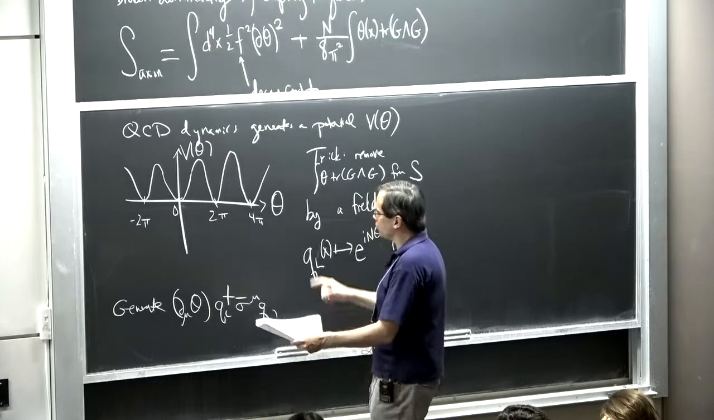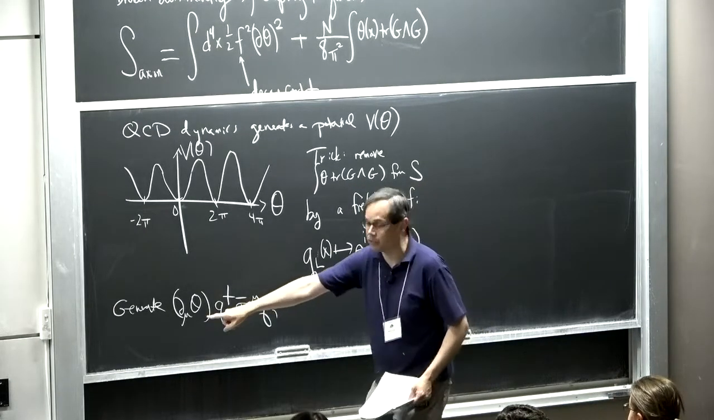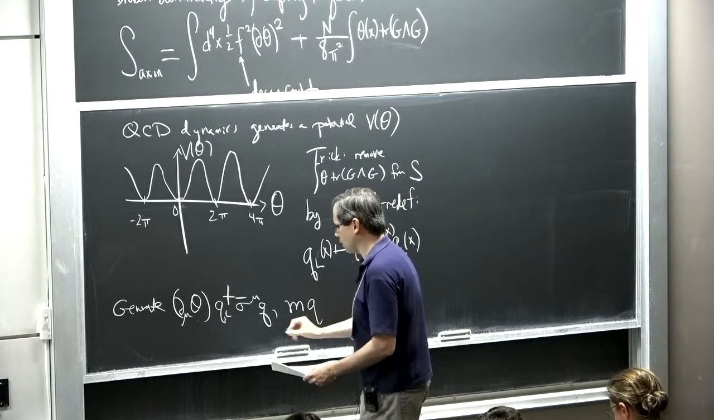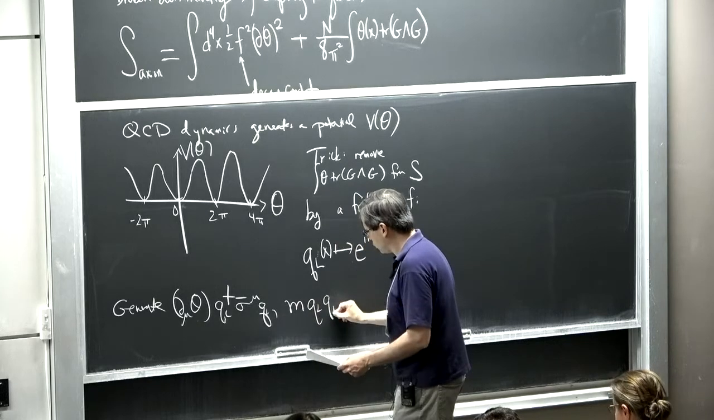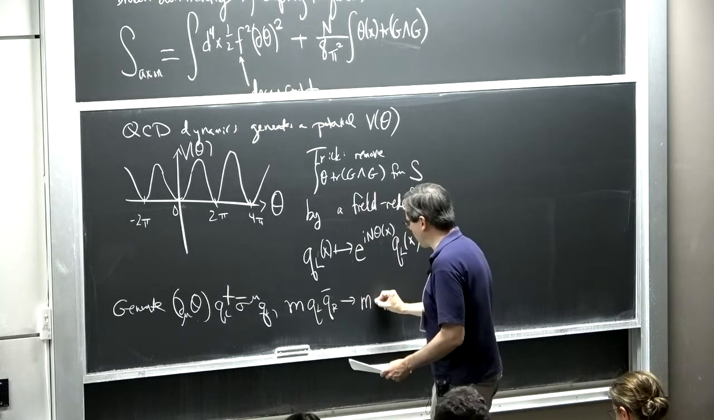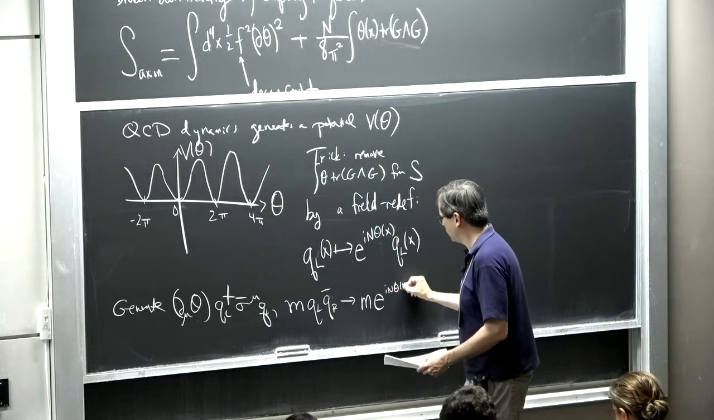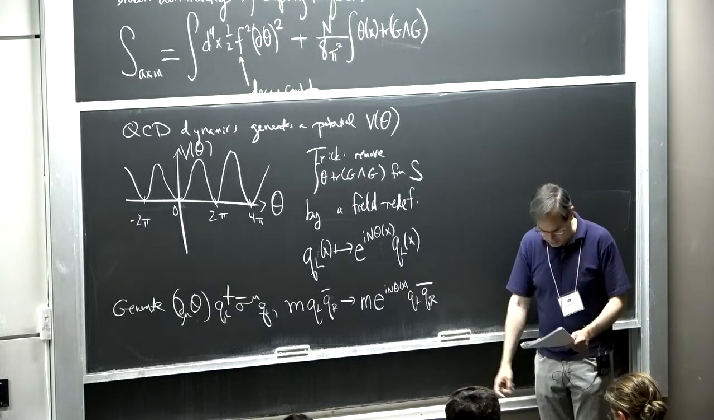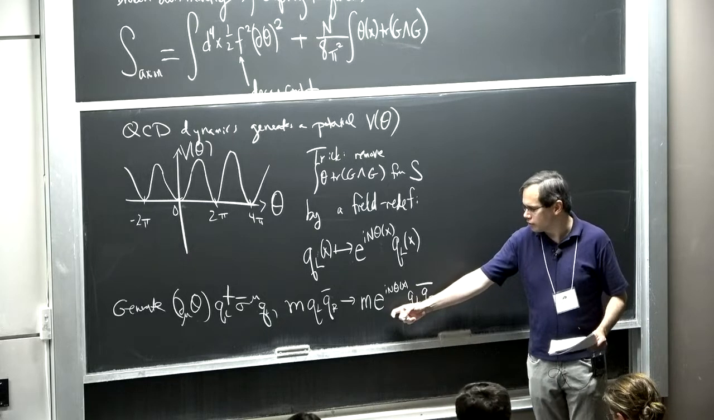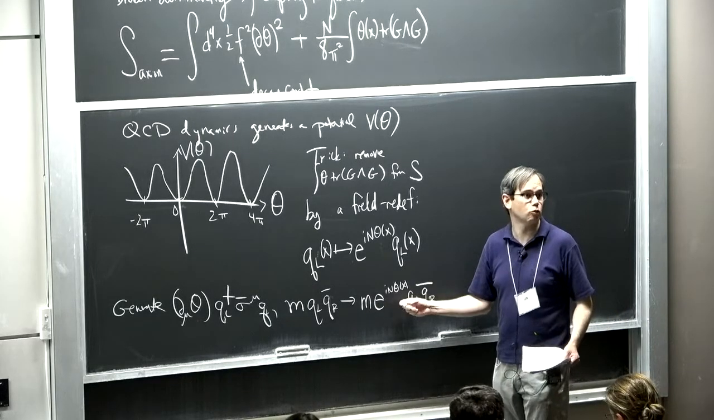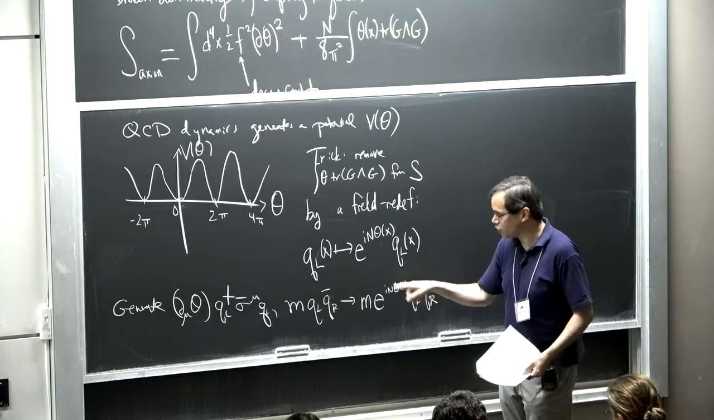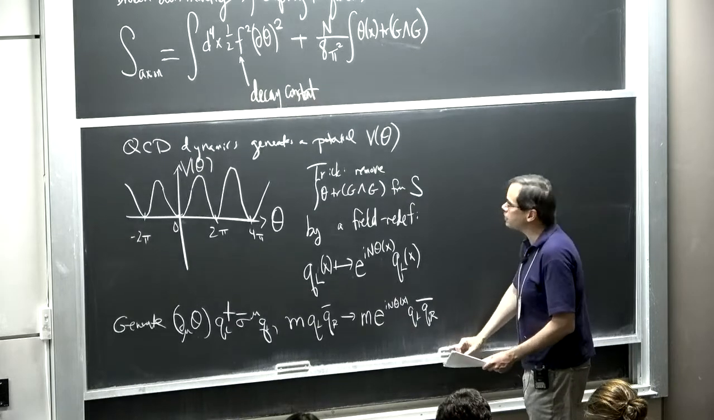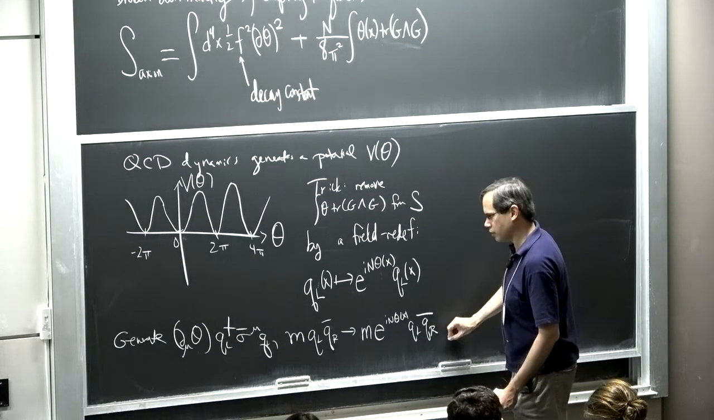OK, so we plug this in. Our quark kinetic term will generate some coupling. Our quark mass term, if I had a mass m Q_L Q_R bar, that's going to turn into m times e to the i n theta Q_L Q_R bar. So I'll get some dependence of the quark mass on the axion. So what was just a pure mass term before now is this field-dependent term that has a phase that knows about the axion. So these are two of the things I get.